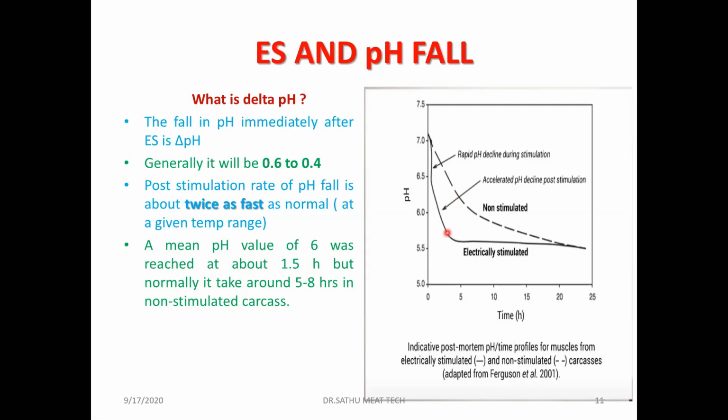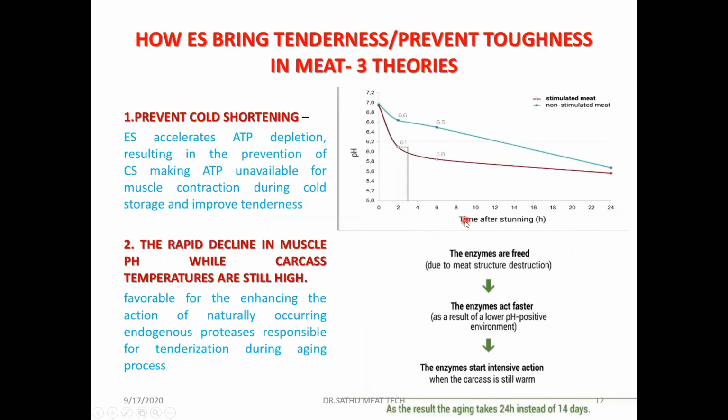Here you can see electrically stimulated carcasses, the pH falls very rapidly. Non-stimulated carcasses, you can see it is falling very slowly. The ultimate pH takes around 24 to 48 hours, but here it is very short. In a short time we can attain the ultimate pH also.